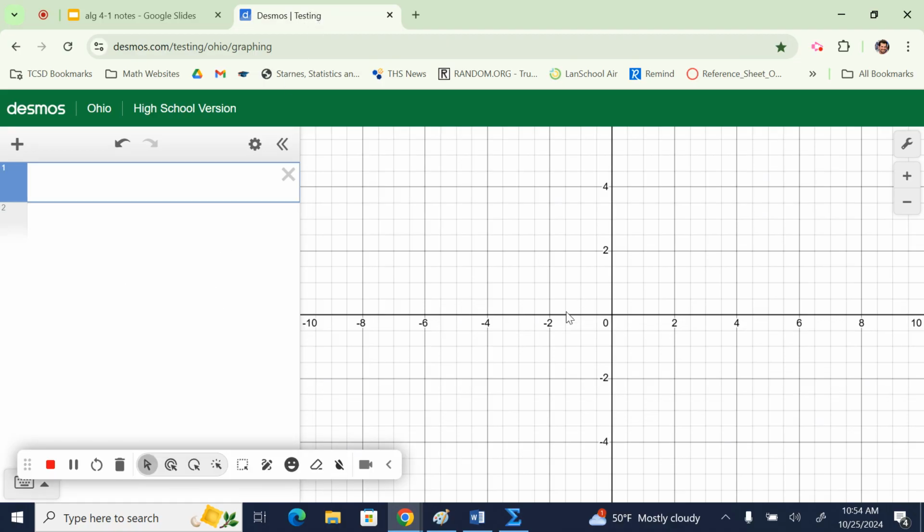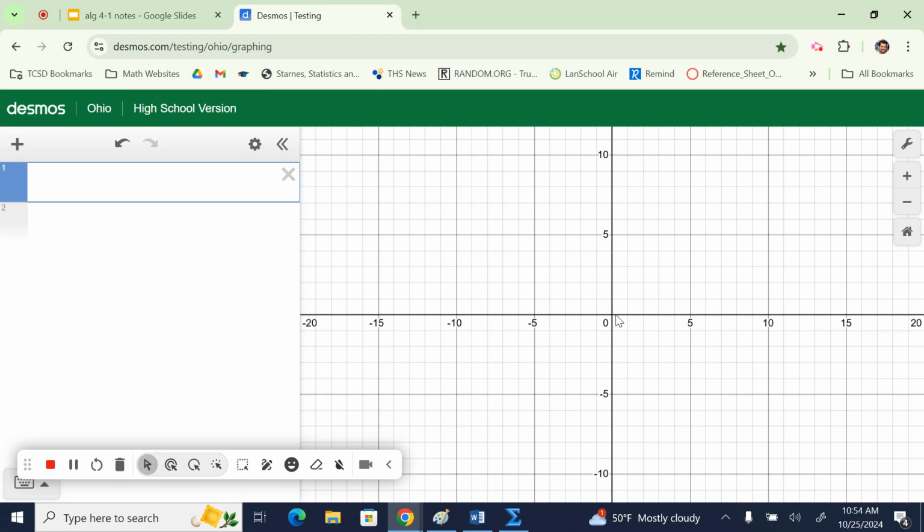So here's Desmos. Now when you go to Desmos, do you see how it counts by 0s and 2s? Don't do that. Zoom out one time so it says 0 and 5s. Now every box is worth 1. Just makes it easier. So the first equation, 15x plus 5y equals 25.